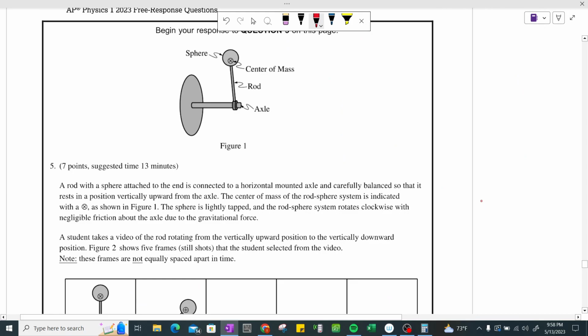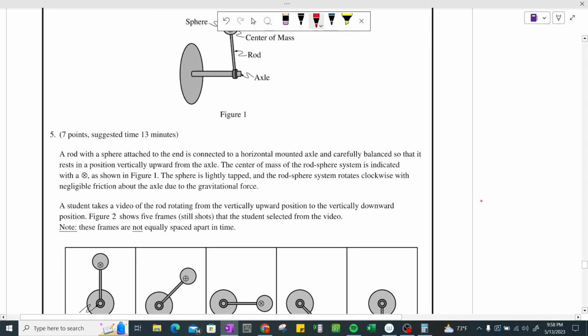Last one, Rob, the sphere is on a horizontal mounted axle, carefully balanced so it rests in a position vertically upward from the axle.